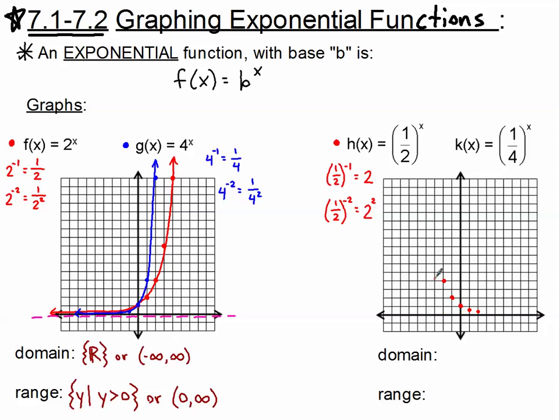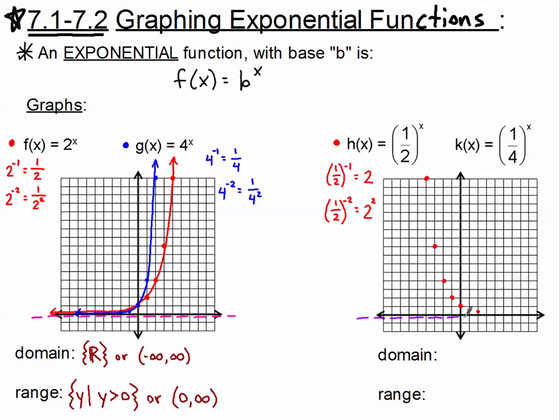And then my next output would be 8, 1, 2, 3, 4 more. And then my next output would be 16, 1, 2, 3, 4, 5, 6, 7, 8 more. So you can use your power chart this way. It just happens to be backwards. Same sort of thing in terms of the horizontal asymptote.